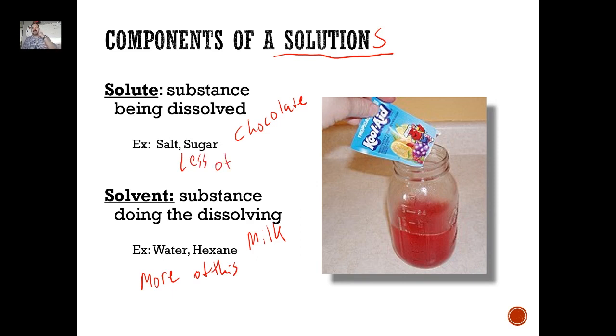There are a few exceptions to this. So think about when you're making syrup. Syrup is just going to be 1 cup water for every 2 cups sugar. You're going to have more sugar in syrup than you have water, but still it's the water that's doing the dissolving, so the water would be the solvent there. Let's go ahead and move on.